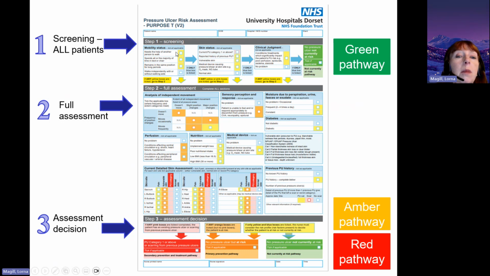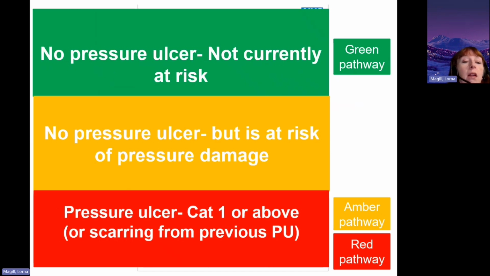For the majority of us, our patients in our care will have some risk factors or triggers. If we're ticking a yellow box, we are then moving right down to complete our full assessment. The full assessment mirrors all of the risk factors that you're already familiar with from your Waterloo risk assessment, but it also includes a detailed skin assessment of all the pressure points. Once we have step 2 completed, depending on the colour of boxes that we have ticked, our patients will either be on a green pathway, an amber pathway, or a red pathway.